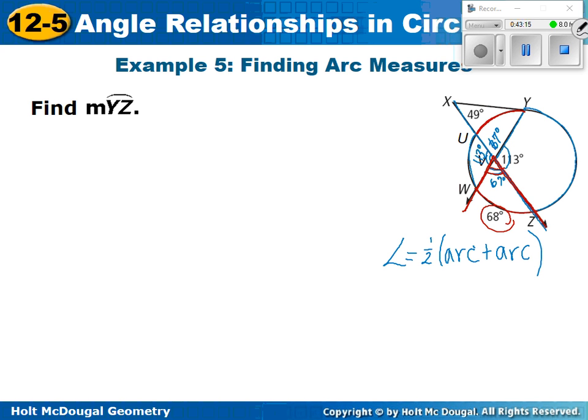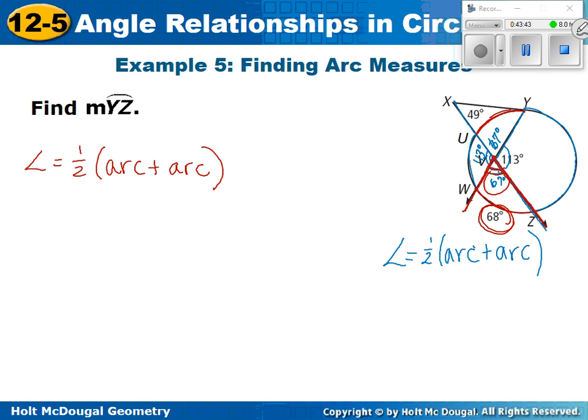Because what do we know about this angle since it's inside the circle? The angle should equal 1/2 of the arc plus the arc, right? And we know the angle, and we know one of the arcs, so we should be able to find the missing arc. So let's see if that helps. Let's plug that in. I'm not sure if it will, but let's try it. So we have angle equals 1/2 arc plus arc.